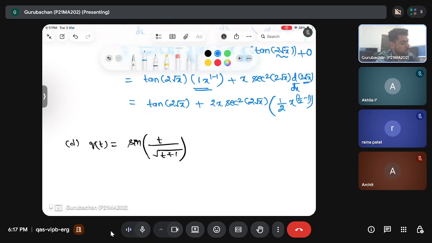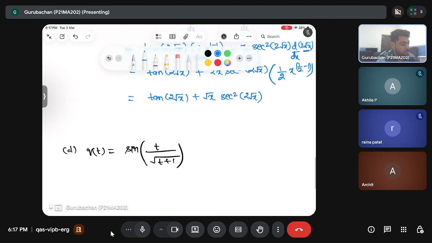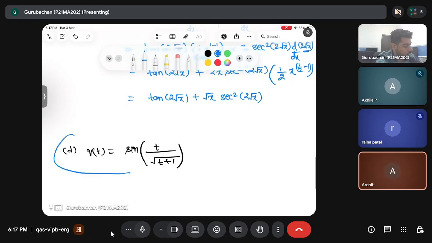So if you simplify it a little, you will get tan 2 under root x plus, 2 and 2 will cancel out, and you will get under root x in the denominator, and it will give you under root of x secant square 2 under root of x. Is everybody getting the same? Yes. Okay.